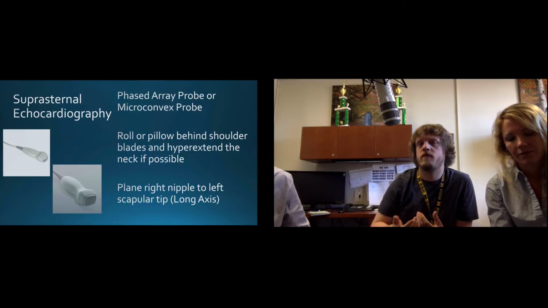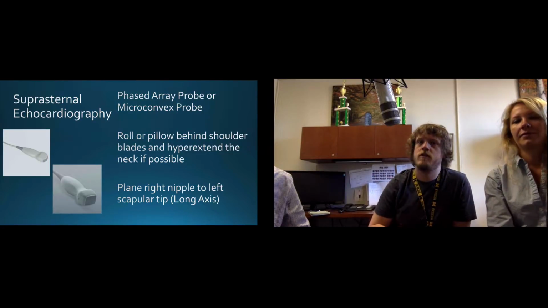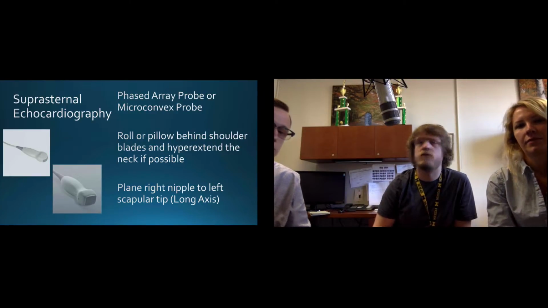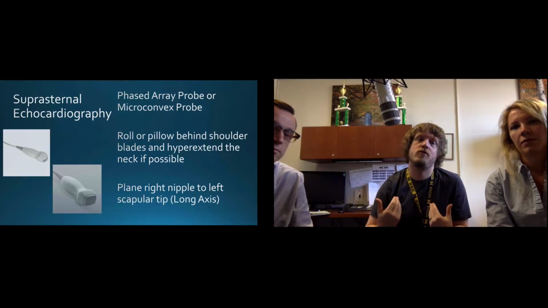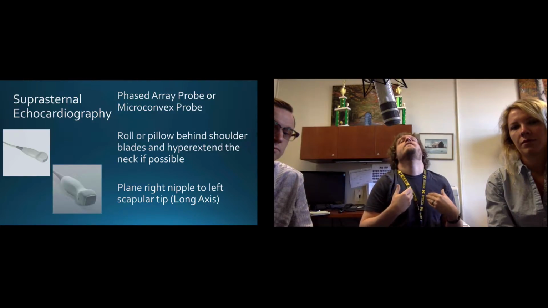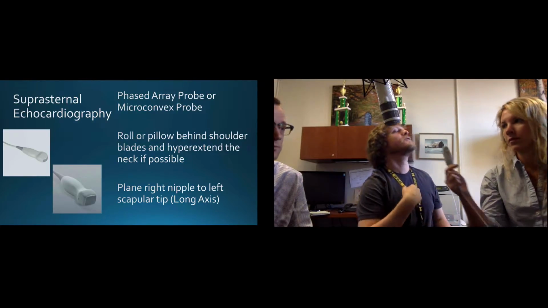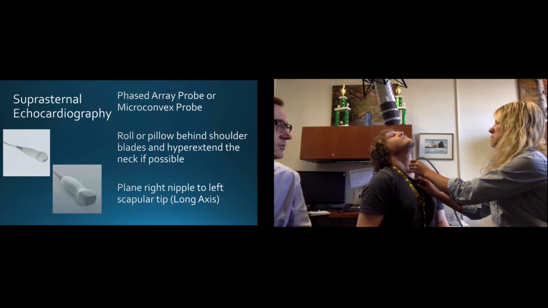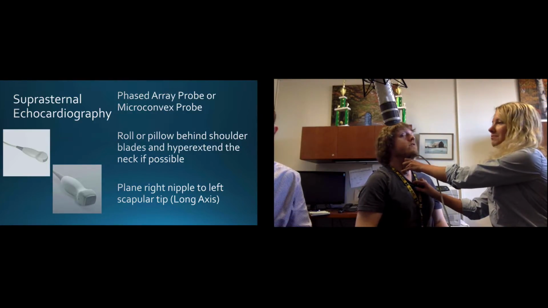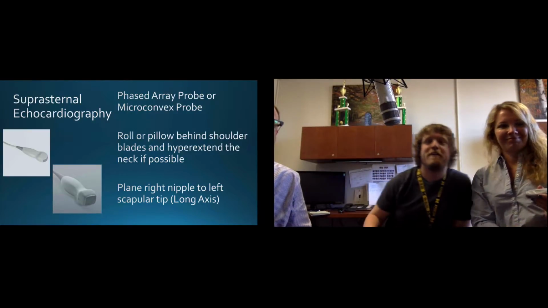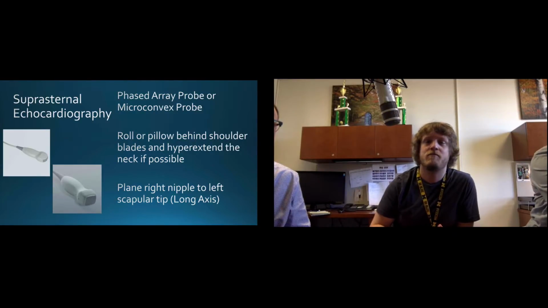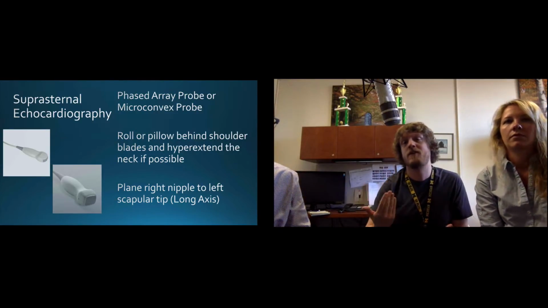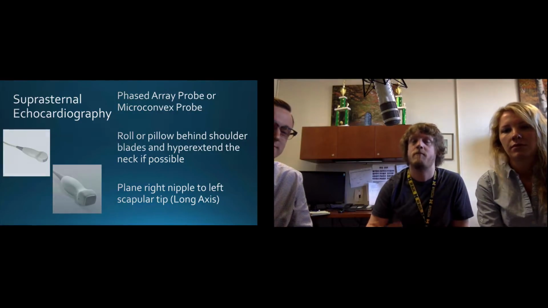So we're going to focus on the suprasternal notch. We're going to use the phased array or microconvex probe. The big thing is putting a roll or pillow behind the shoulder and having the patient hyperextend their neck if possible. That's just so you can jam it in there and not hit their chin. For the long axis view, the 1980 paper about how to do this was spot on, keeping your plane between the right nipple and left scapular tip.